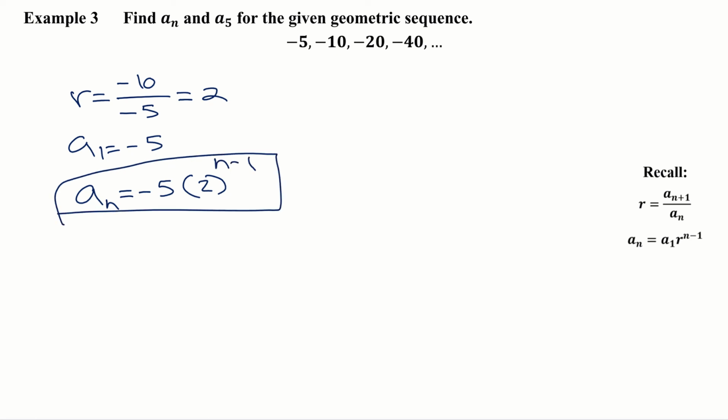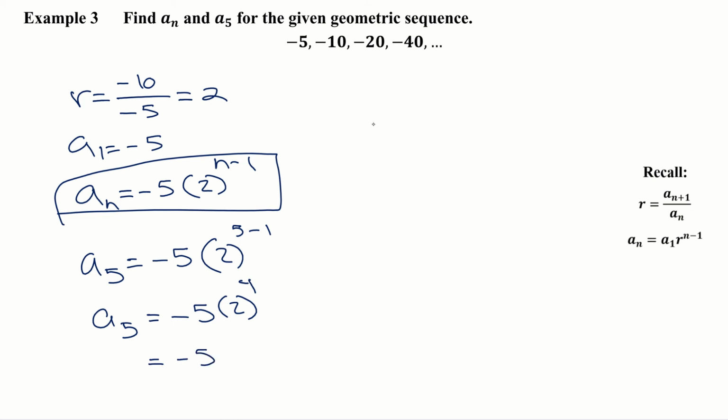Once I have that, I can find any term I want, right? So let's say we want a5, for example. For a5, just replace n with 5. It's going to be -5 times 2 to the power of 5 minus 1, right? So we end up with a5 being -5 times 2 to the 4.